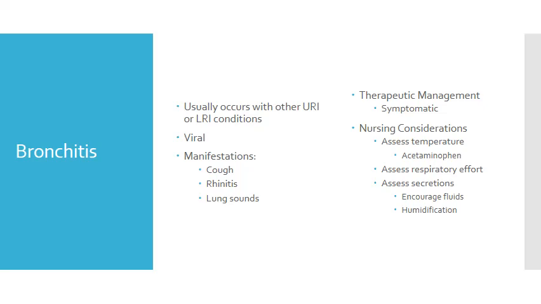Nursing considerations, so we want to monitor temperature. If the patient does have a fever, we want to give an antipyretic like acetaminophen. We're going to assess respiratory effort, look at their effort going in, what's the respiratory rate, do they seem like they're in respiratory distress, and then we also want to assess secretions. So if they have thick secretions, we want to encourage fluids, and also humidification, or if they're on oxygen, we want to give humidified oxygen. That's going to help keep those secretions loose and easy to cough out.